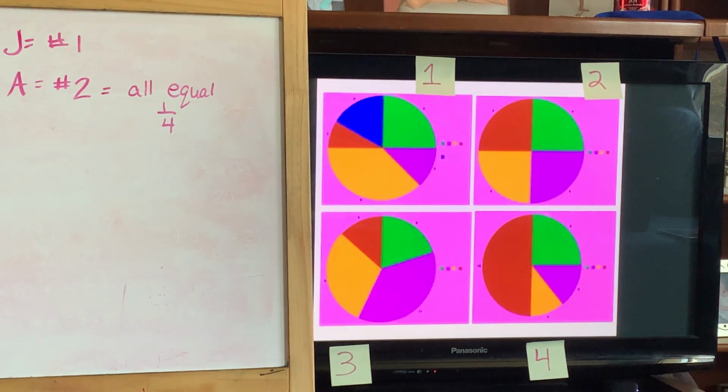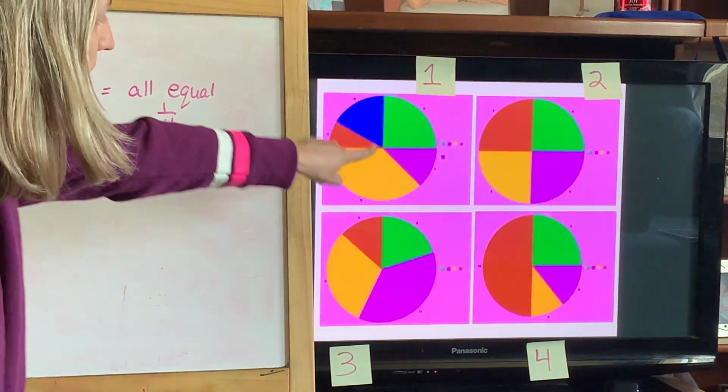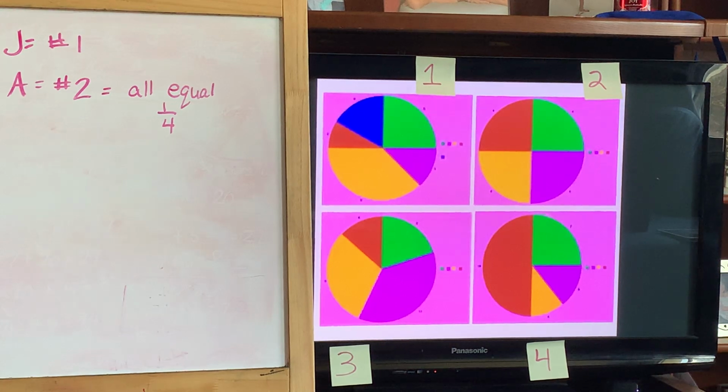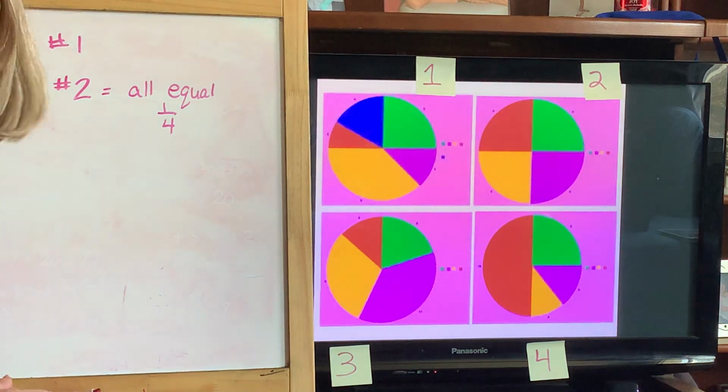Number 4 is like the red is bigger than all the other ones. Okay. What can we say about the red though? The red in number 4 is what? 1/2. 1/2. So if you look at that whole big circle, red is taking up 1/2 of the whole pie, and the other 3 pieces are a portion. What portion would the green be in number 4? 1/4. 1/4, because it's a half of the half.